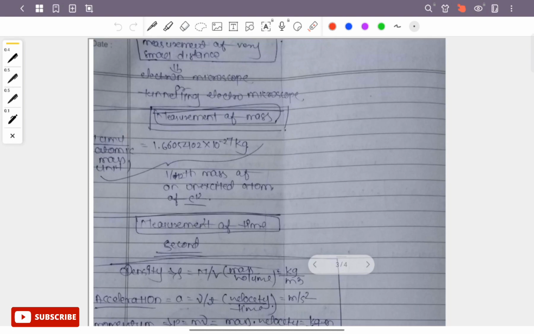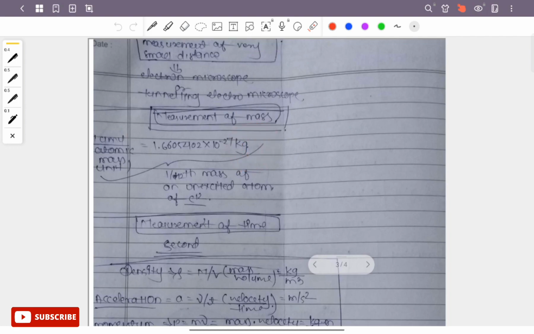The next one is the measurement of mass. How can we measure the mass? There is a standard value given by the scientists, which is 1 AMU, the atomic mass unit, equal to 1.660540 × 10^-27 kg. We have studied in the fundamental units that the basic unit for measuring mass is the kg. That's why we use these units for the smallest things.